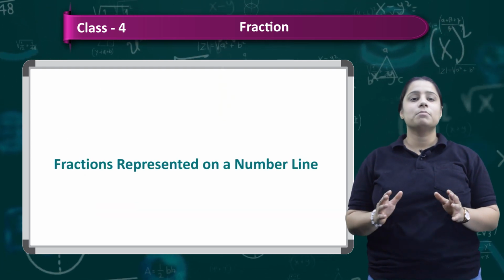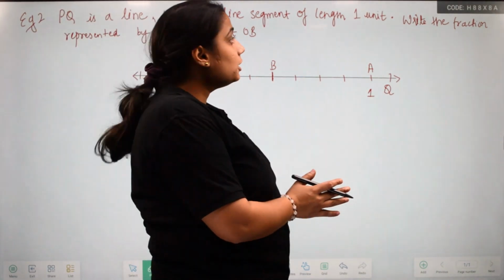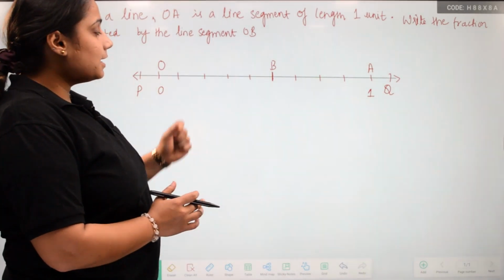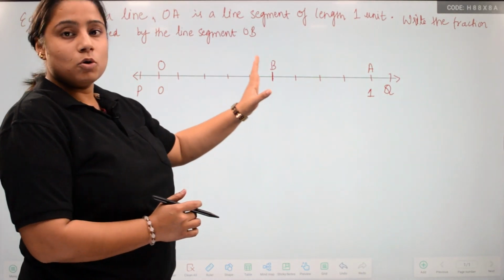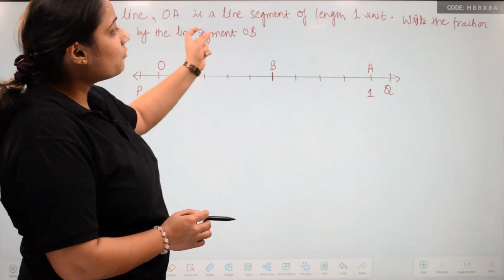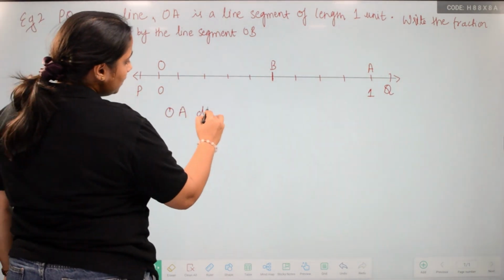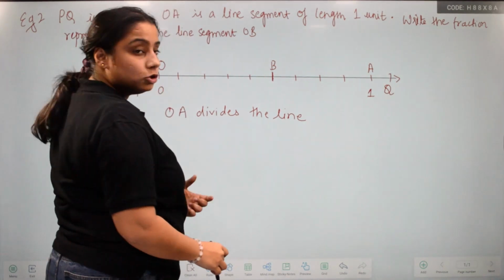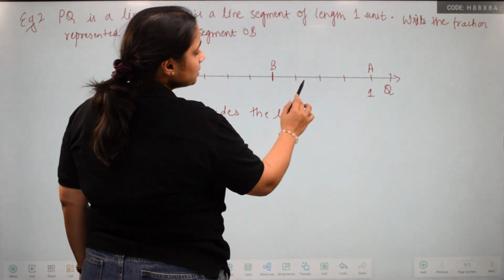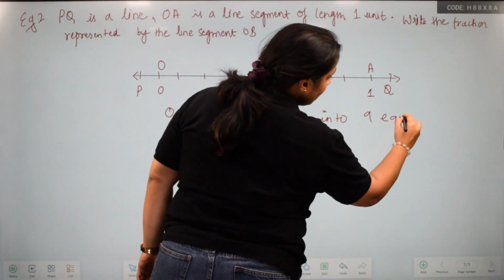Fractions represented on a number line. Example 2. PQ is a line, OA is a line segment of length 1 unit. Write the fraction represented by the line segment OB. Here you can see a line segment PQ and line segment OA which is divided by the point B, and we have to find out what is the fraction that is being represented by OB. So we can see that OA divides the line into 9 equal parts. You can see that 1, 2, 3, 4, 5, 6, 7, 8 and 9. So OA divides the line into 9 equal parts.